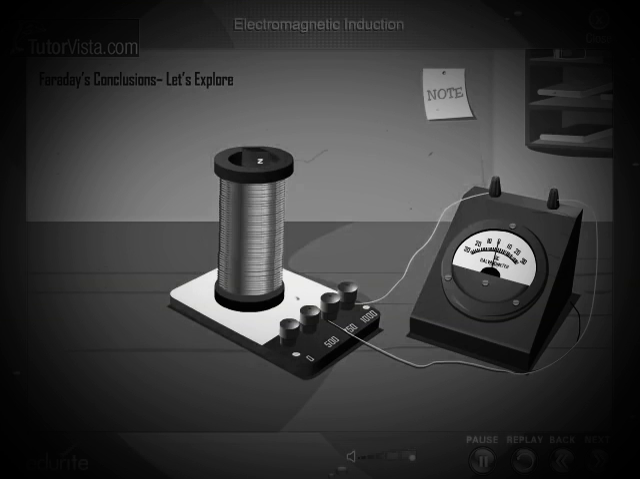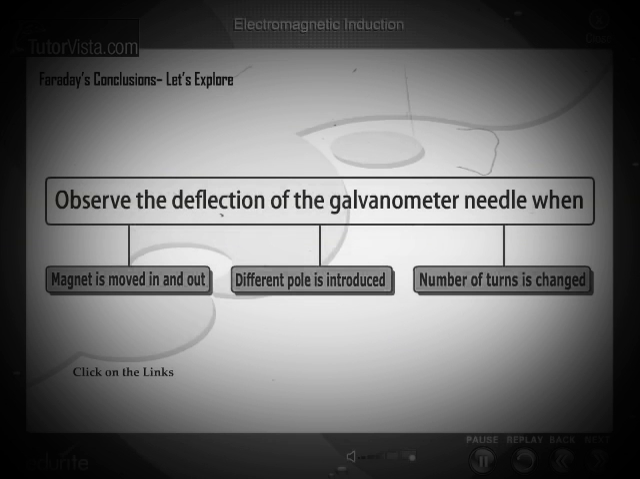Faraday arrived at a few conclusions by moving a bar magnet in and out of the coil of wire. Displayed here is a circular insulated wire with many turns connected to a galvanometer. Observe the deflection of the galvanometer needle when the magnet is moved in and out of the coil. Different pole is introduced and number of turns of the coil is changed.